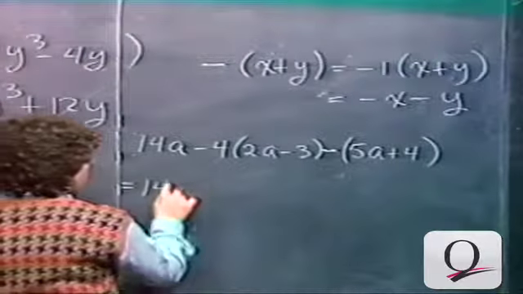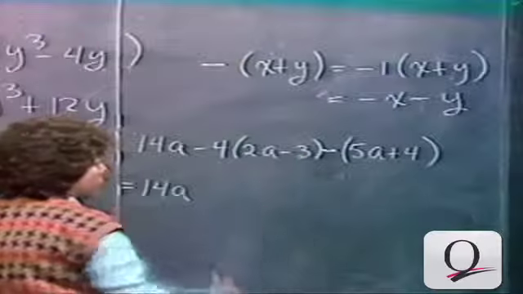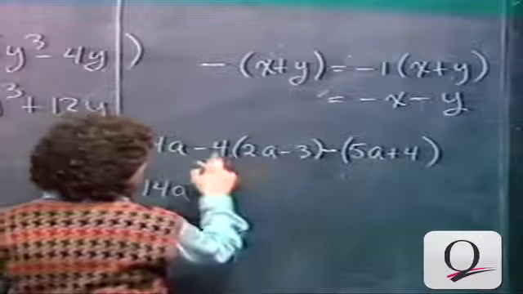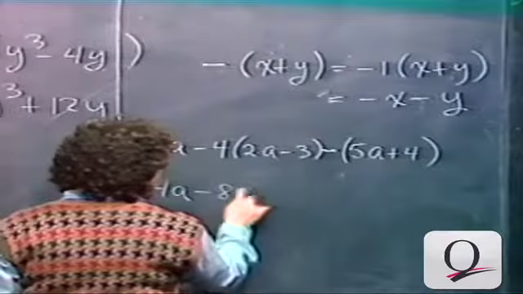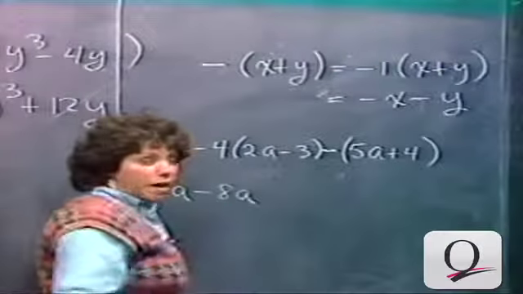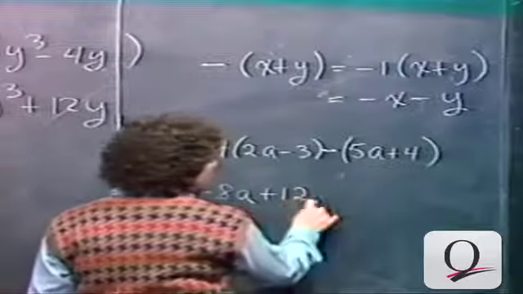Okay, we have here 14a. We distribute the minus 4 through the first parentheses here. Minus 4 times 2a, it's minus 8a. Minus 4 times minus 3 is plus 12.